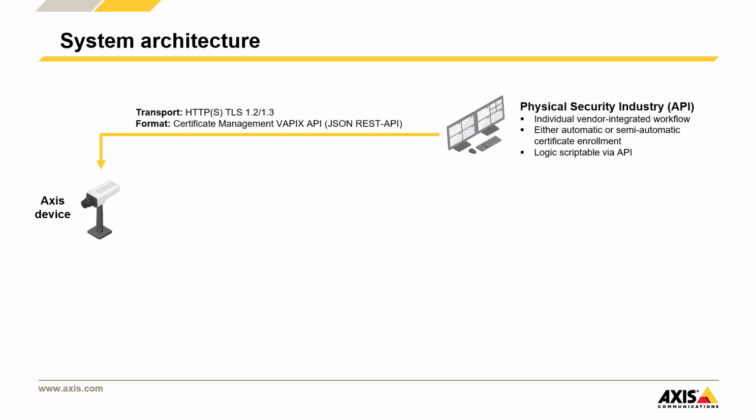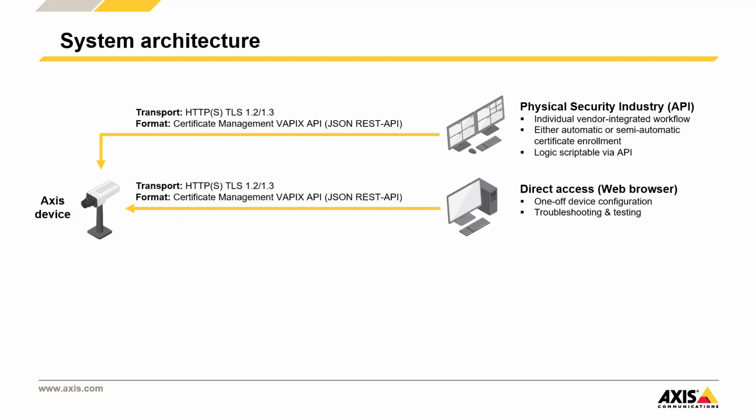For security industry solutions, devices can integrate using the Access VAPIX Certificate Management API over HTTPS. This approach supports both automatic and semi-automatic certificate enrollment and allows the process to be scripted for large-scale deployments. That said, it requires the logic to be implemented outside of the Access device. Administrators can also access the certificate management interface directly through a web browser. This approach is typically used for one-time device configuration, troubleshooting, or testing scenarios where more manual control is preferred.